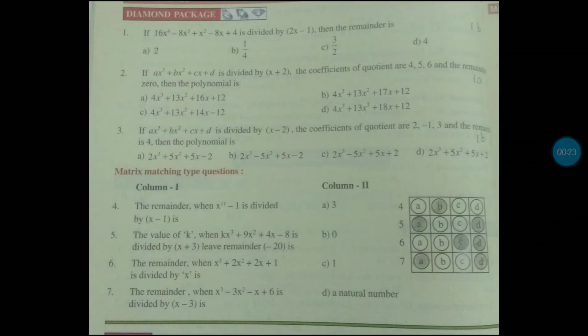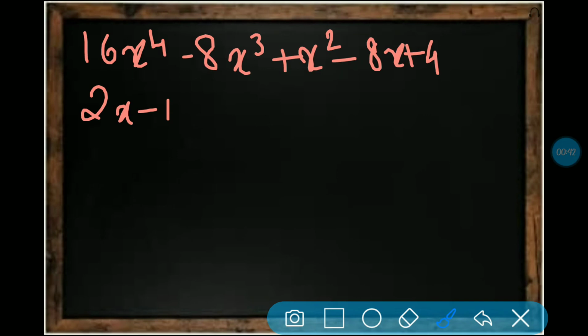So looking at the first question, we have: if 16x power 4 minus 8x cube plus x square minus 8x plus 4 is divided by 2x minus 1, then the remainder. So they have given f of x and g of x. We have to find the remainder. Very simple question. We will do it. Okay, so this is the given data.